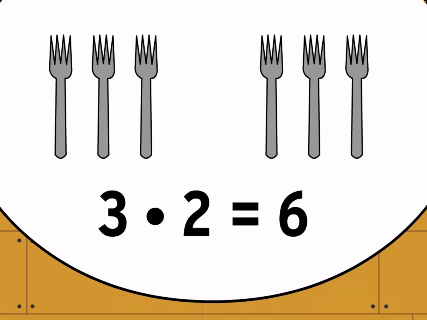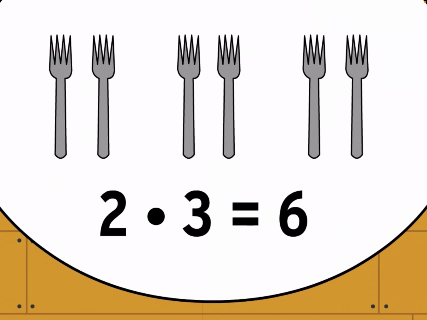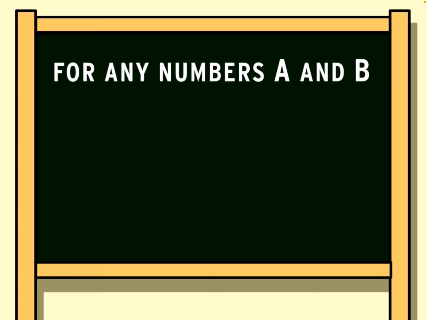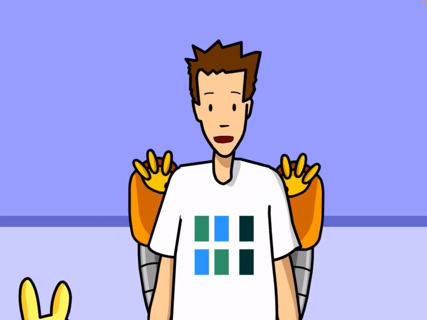3 times 2 equals 6. And 2 times 3 equals 6. 3 times 2 equals 2 times 3. For any numbers a and b, a times b equals b times a. There we go, the commutative property of multiplication.